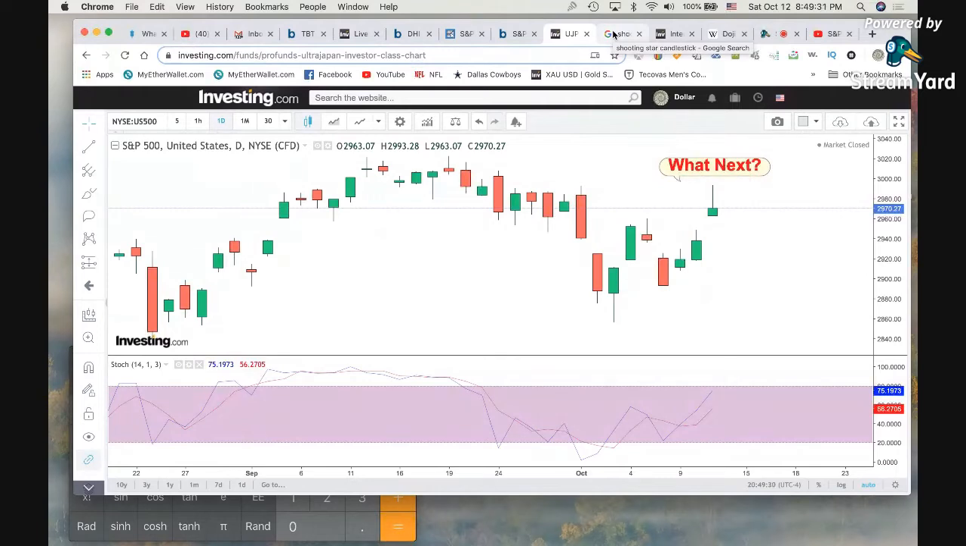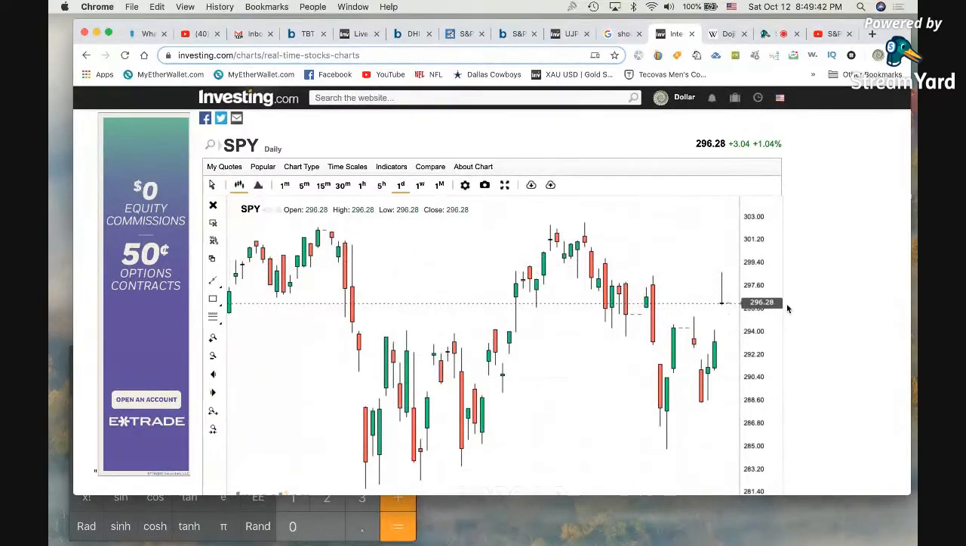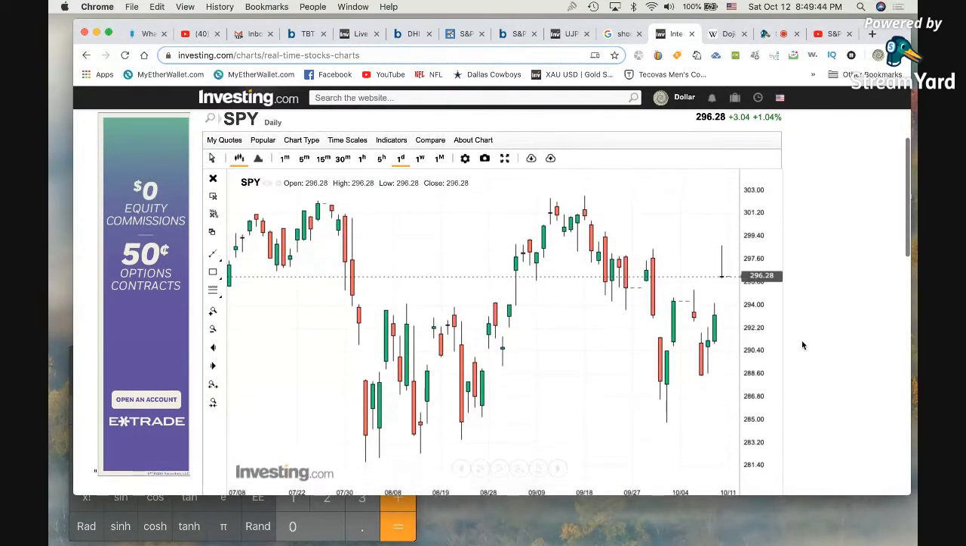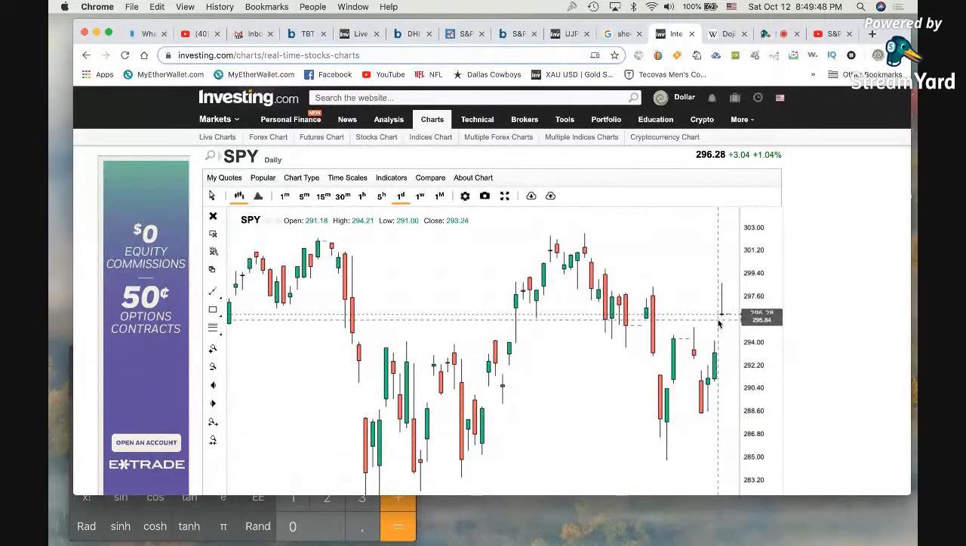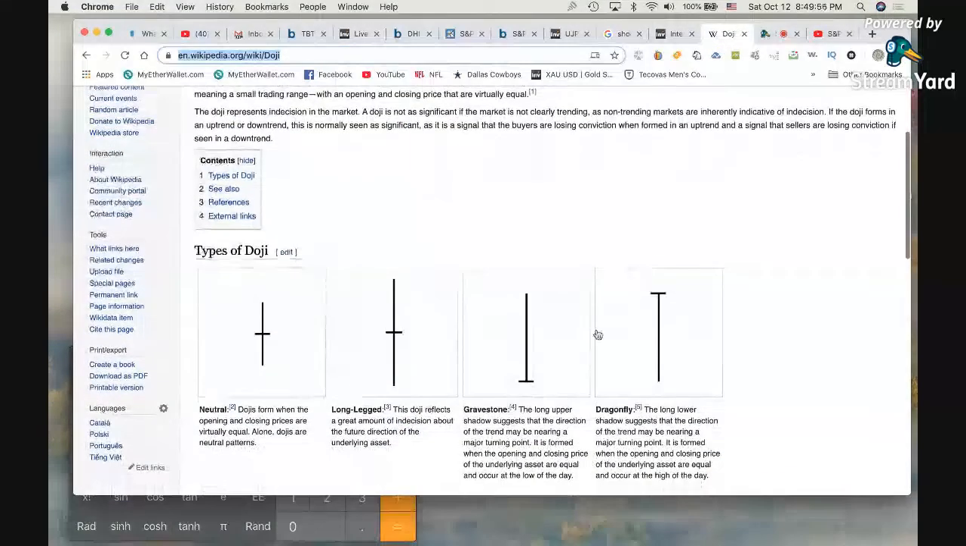All right. So this is the S&P 500, and I told you this is a shooting star. Then we also have an ETF, SPY. It's the same thing, it just trades as an ETF. And what we have here is a doji. It looks like this one is called a gravestone. You can read about that there.